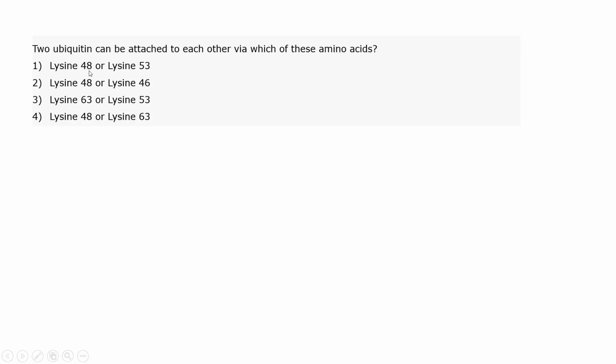So a polyubiquitin chain is formed because of the bonding between two ubiquitin, between two amino acid residues. So that's how a polyubiquitin chain is formed. Which of these amino acids interact with each other to form that polyubiquitin chain within the ubiquitin itself? Yes, I am getting option number 4. Anyone else?